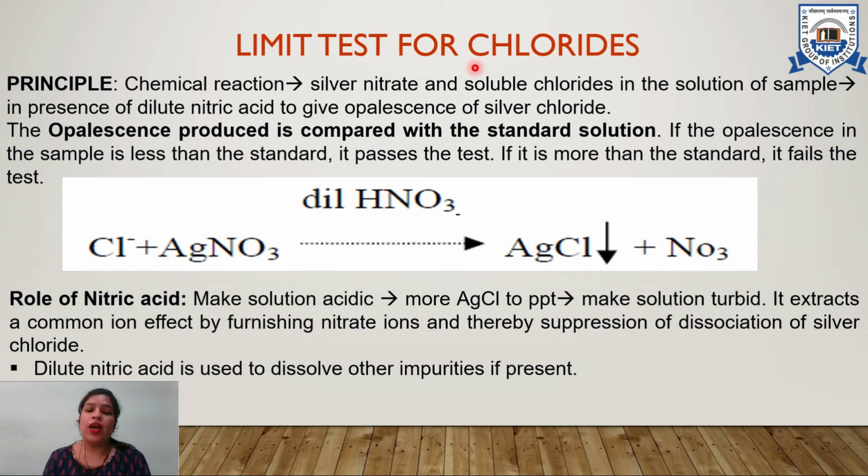The role of dilute nitric acid in the reaction is to make the solution acidic so that more silver chloride is produced as a precipitate and makes the solution turbid. It exerts a common ion effect by furnishing nitrate ions, thereby suppressing the dissociation of silver chloride. Dilute nitric acid is also used to dissolve all other impurities present in the test solution.